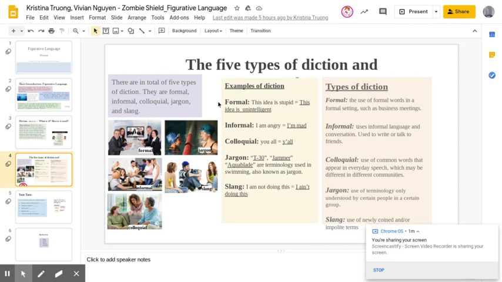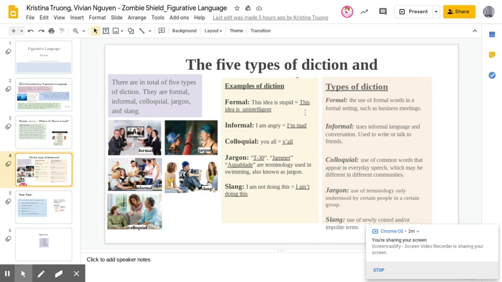Formal diction is the use of formal words in a formal setting, such as business meetings and press conferences. For example, if you were to state that someone's idea is not good, you would not flat out say that it is stupid. Instead, you would say that it is unintelligent.